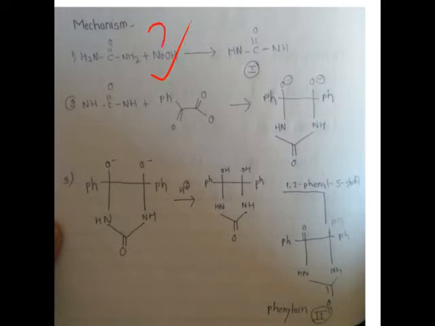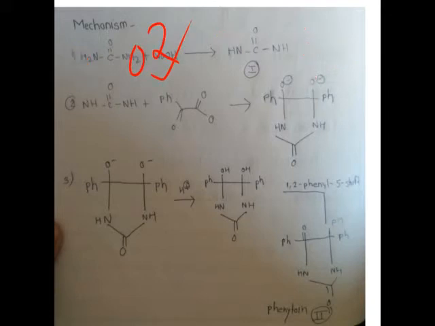So two molecules of sodium hydroxide are required. One hydroxide reacts with one hydrogen to form a water molecule. Another hydroxide reacts with this hydrogen to form another water molecule. So we are getting NHCO, C double bond NH, plus two water molecules. So two water molecules are generated.